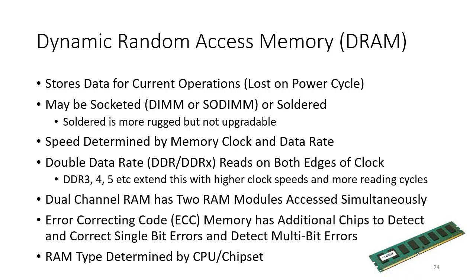Now the memory itself, it does have a speed, and this is determined by the memory clock and the data rate of the memory. What we typically see these days is double data rate memory, or DDR, and double data rate is often exceeding twice now. Double data rate means that you read on both edges of the clock, as opposed to just one edge of a clock cycle. So double data rate means it's twice as fast as a single data rate.